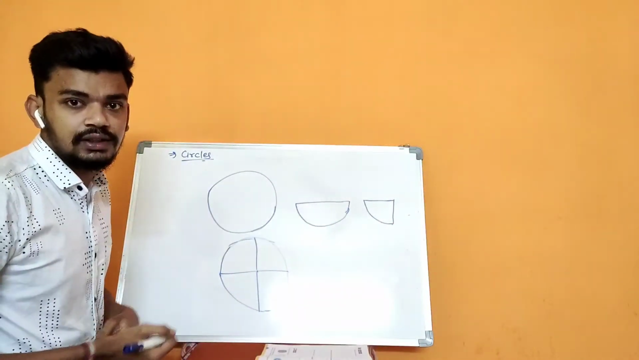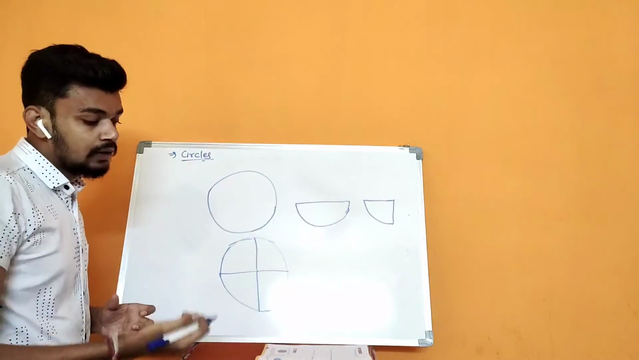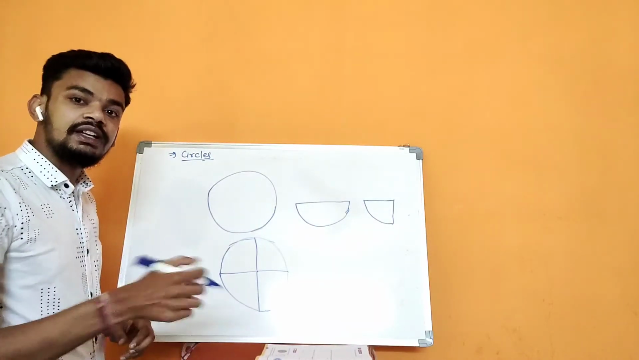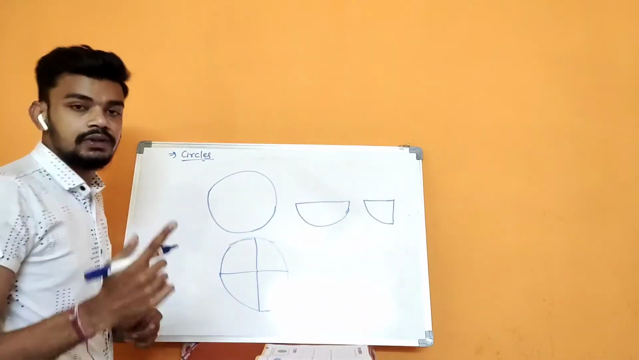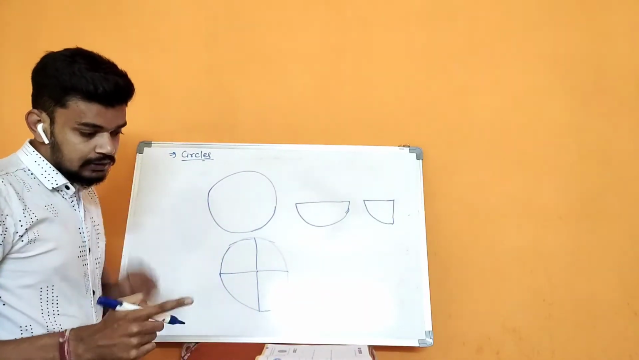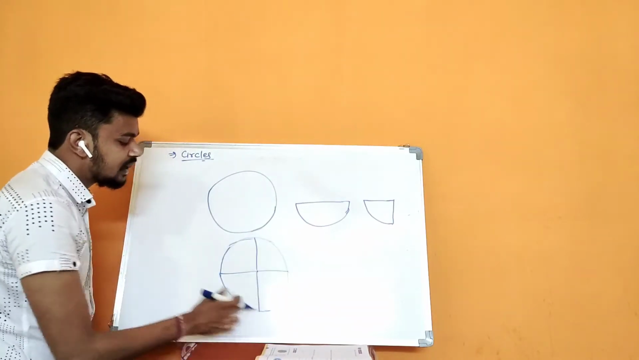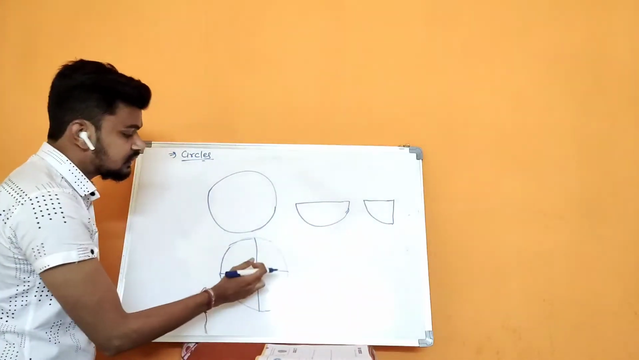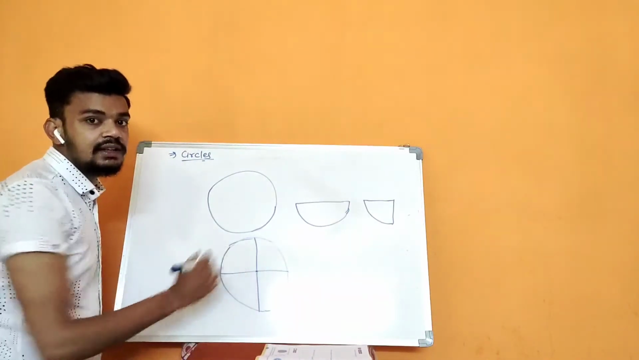Okay, now let's define the circle. What is the circle? A circle is a simple closed curve where every point is at an equal distance from a fixed point inside it. First thing, it is a simple closed curve, meaning a closed curve. Every point is at equal distance, meaning all the points that make up that curve are at equal distance from a fixed point inside it. Inside it means that point which is the center of the circle.